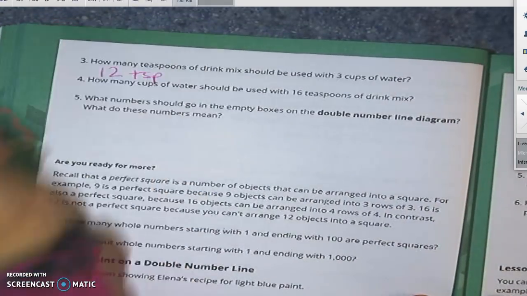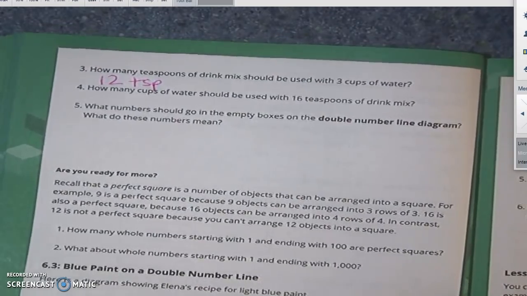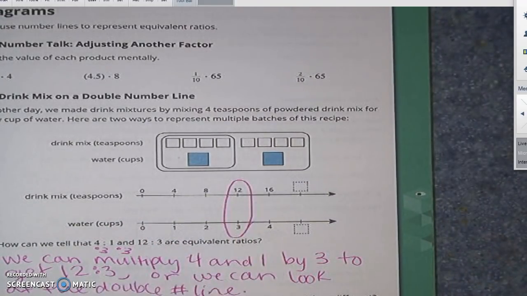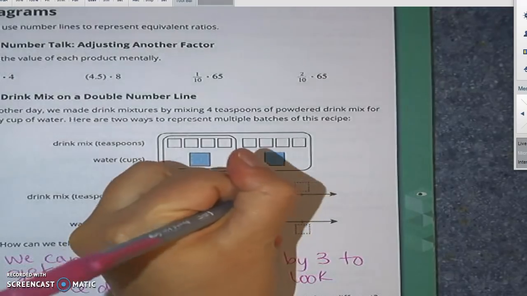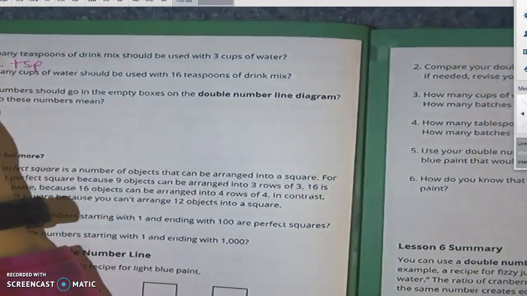12 teaspoons. How many cups of water should be used with 16 teaspoons of drink mix? So this time I'm looking for 16 up at top. There's my 16 teaspoons of drink mix, and it matches with 4 cups of water. So that would be 4 cups.